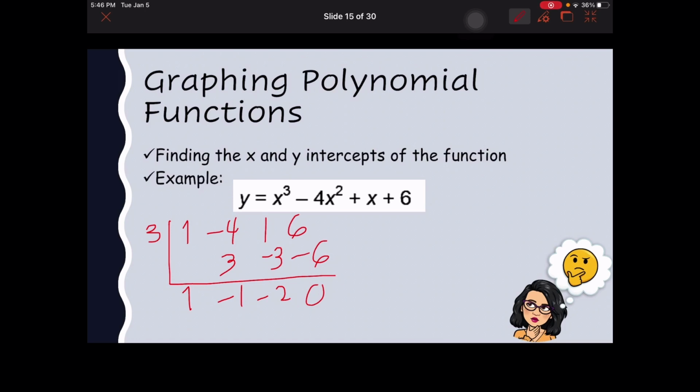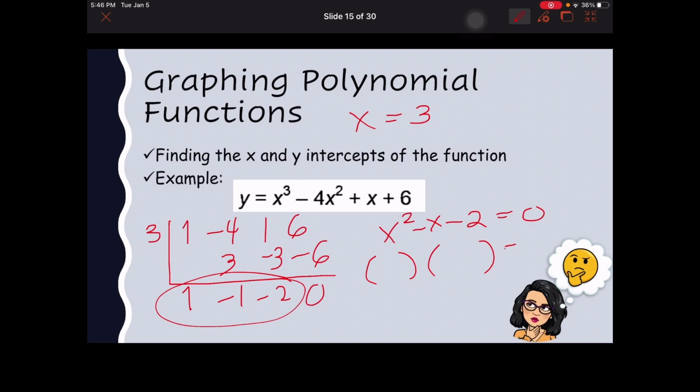So, nakakuha na po tayo ng isang root or ng isang 0. We have 3. Tapos, makukuha po natin from our depressed equation, we will get x squared minus x minus 2 equals 0. Madali na po yung i-factor. The factors are (x - 2) and (x + 1), which will give us the other two roots, 2 and -1. So, yan na po ang ating x-intercepts.